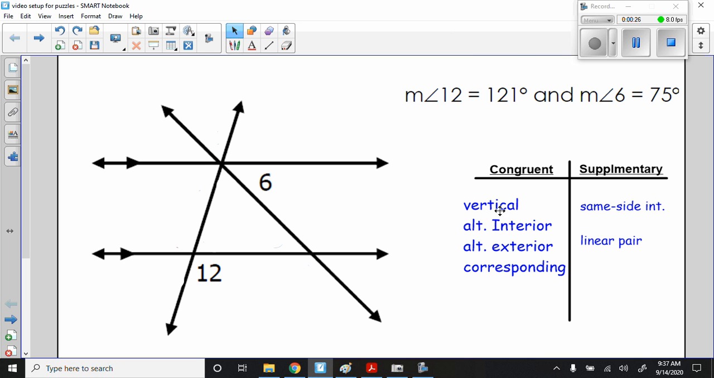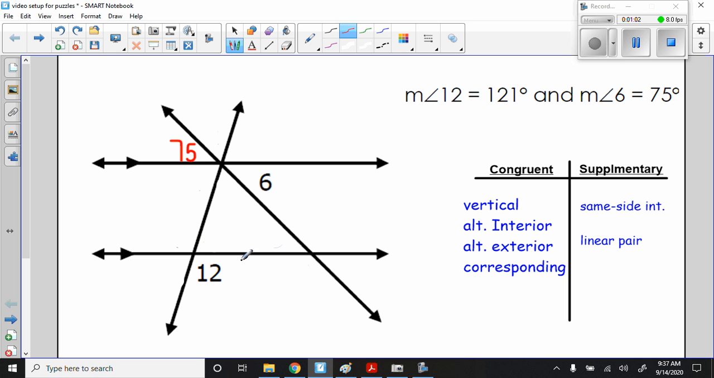So, congruent angles: vertical angles, alternate interior, alternate exterior, and corresponding. And then supplementary angles are same side interior angles and any linear pair that you can create. I'm going to use these to help me find every angle on here. So angle 6 is 75. What I can do with that real quick is throw its vertical angle as 75. These two are vertical.